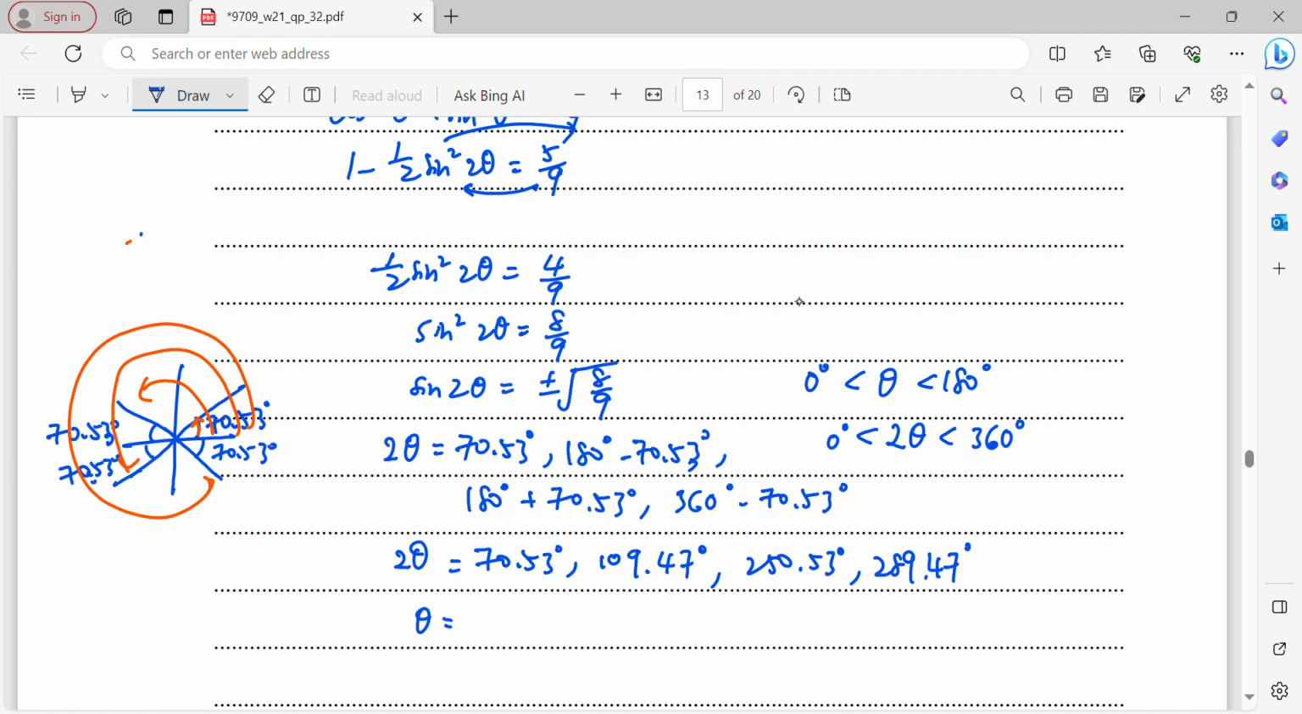At the same time, I divide all these angles by 2, and I round to 1 decimal place. Then it will be 35.3 degrees, 54.7 degrees, 125.3 degrees, and lastly 144.7 degrees. So all these angles will be within the interval, because I already made sure that when it is 2 theta, my angle will be between 0 and 360 degrees. So this is a full solution of this question.